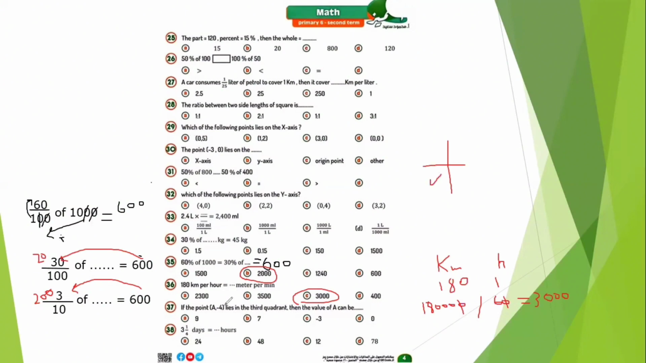We know the value of Y, but the X is always negative. So you can use -3.